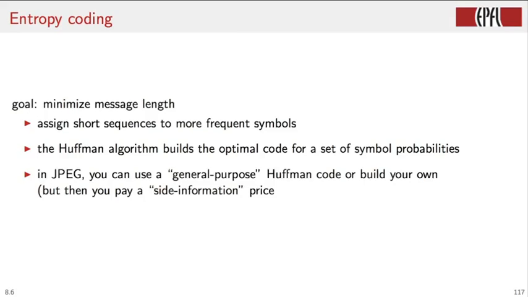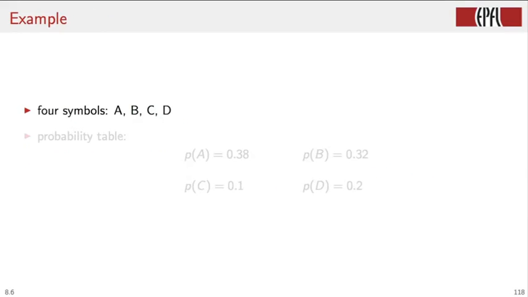Of course, in this case, you will have to send the code along with the image to inform the decoder on how to parse the bit stream. And so there will be a side information penalty that you will have to pay, but sometimes, when the image is very large, this could be advantageous nonetheless. Let's see how the Huffman algorithm works.